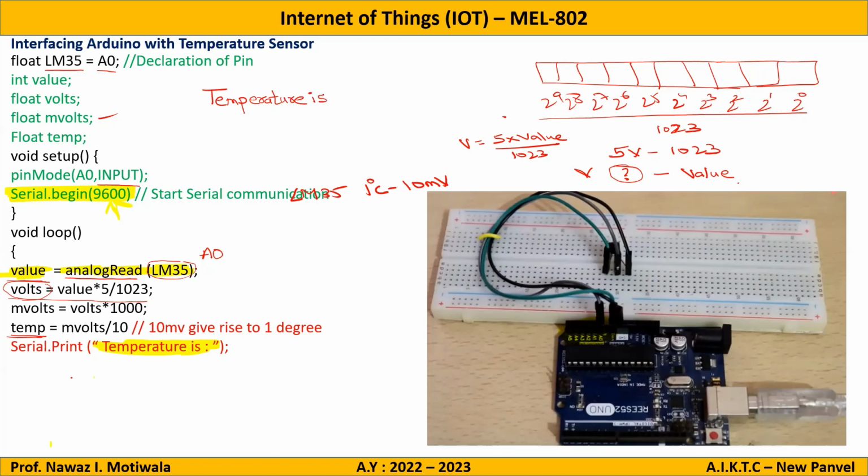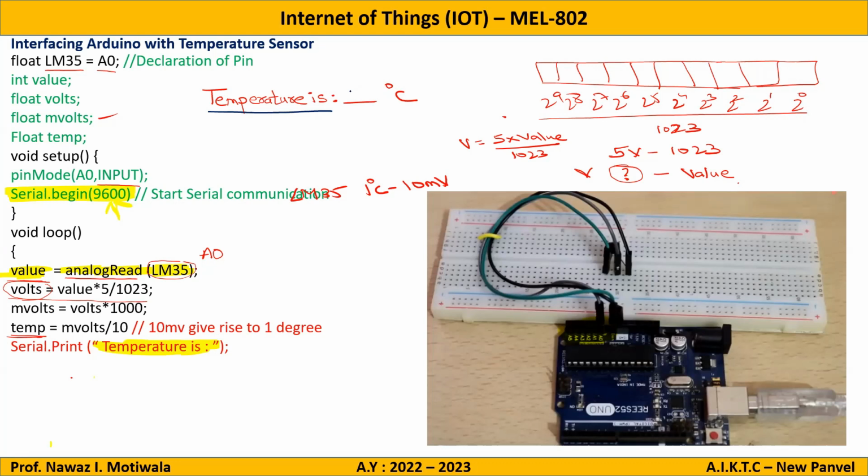Temperature is... this will be written on the serial monitor. Now what we need after this is the value of temperature which is sensed by the sensor, and then we need to write degree centigrade, let us say. So by using this line, Serial.print("Temperature is"), I have printed till this part. Okay, now I want to print this part.